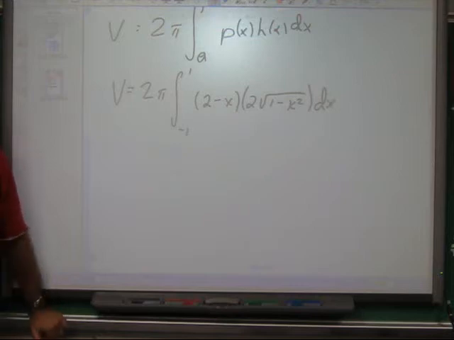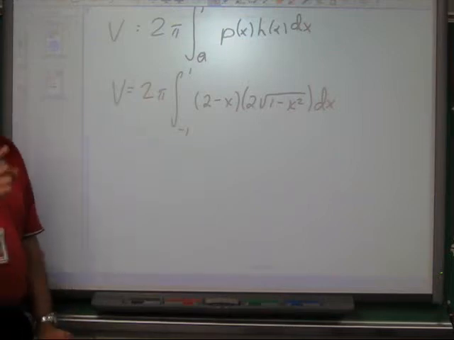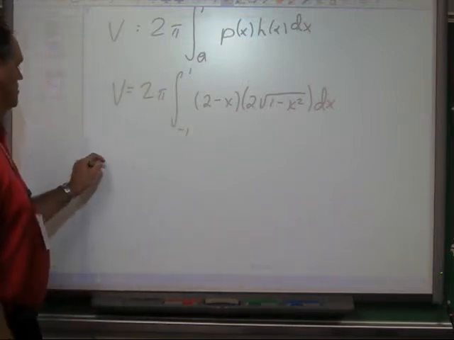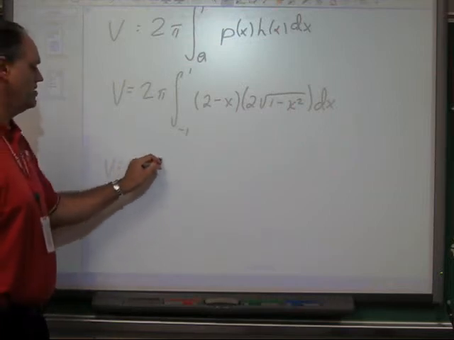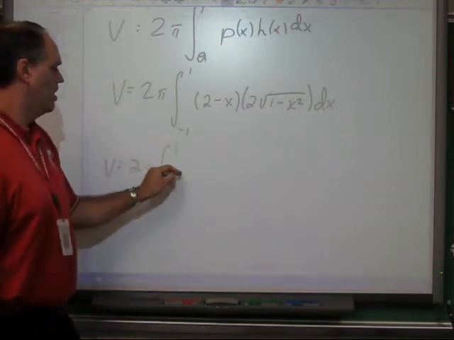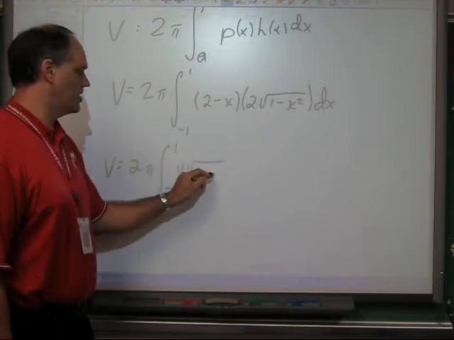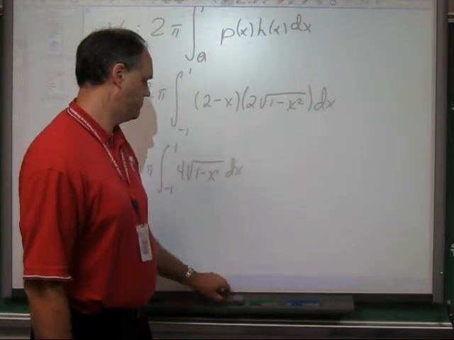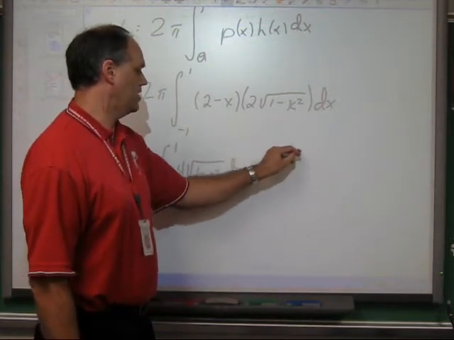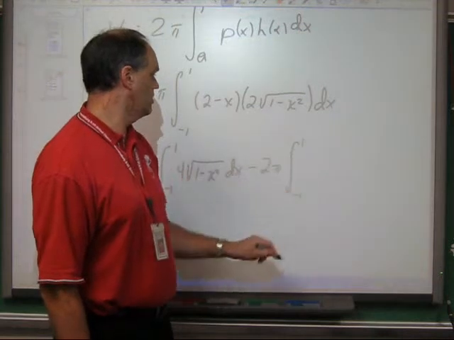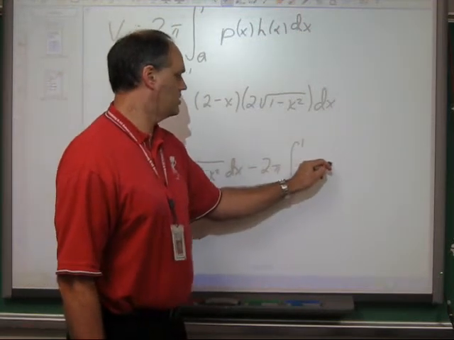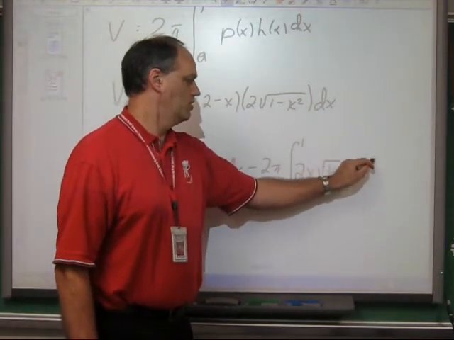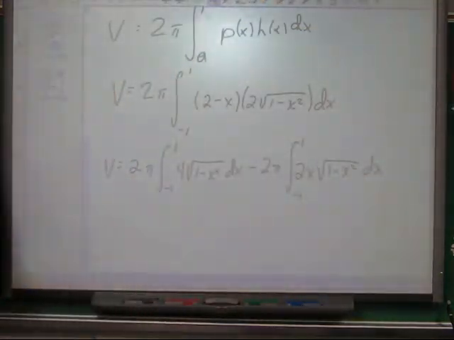Now what else are we going to do? I like the idea of distribute. And then we'll take the antiderivative. So volume is equal to 2 pi times the antiderivative from negative 1 to 1 of 4 times the square root of 1 minus x squared dx, minus 2 pi times the antiderivative from negative 1 to 1 of 2x times the square root of 1 minus x squared dx. Do you understand how that went?